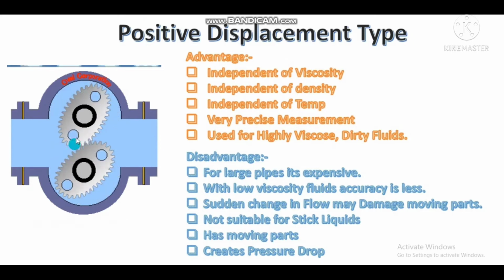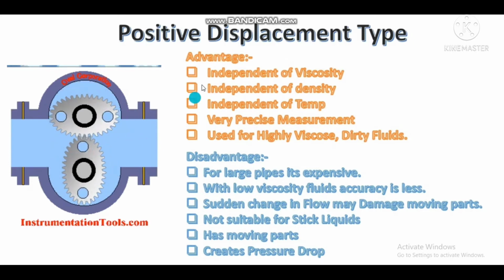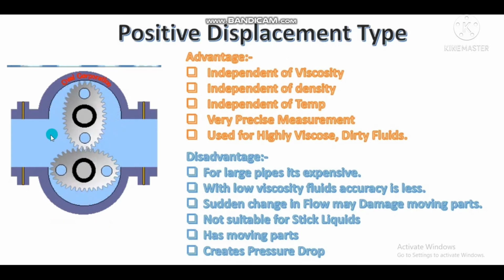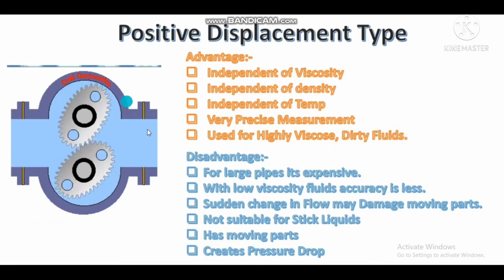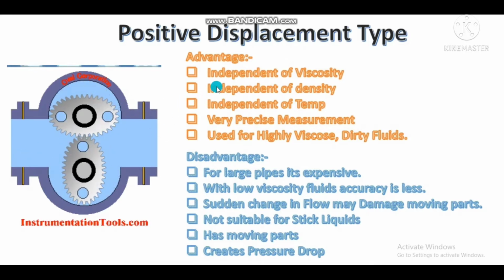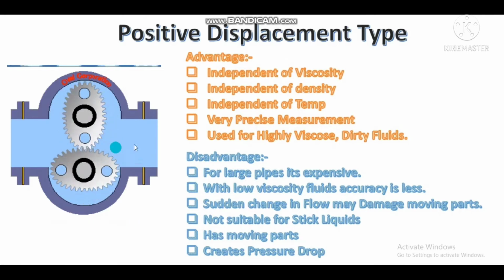And here we can see the advantages. There are different advantages of the positive displacement type. The first advantage is that it is independent of the viscosity of the liquid. The flow meter works, let it be heavy oil, let it be coal, or let it be any type of liquid. It will work in every aspect. The second point is that it is independent of density. The density of the liquid does not affect the functioning of this flow meter.